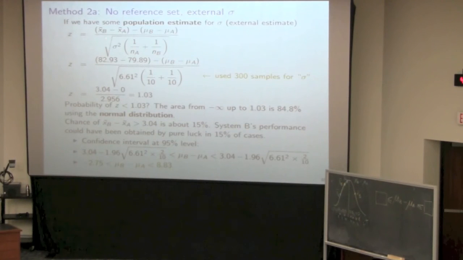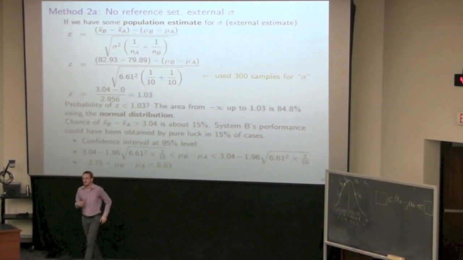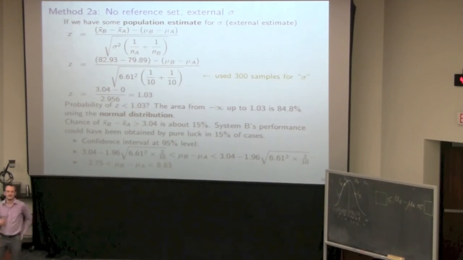Where we now have my x B bar minus x A bar, I've got that information, I've got sigma from this external estimate, I've got nA and nB. My Cn value I get, that's the 1.96, and now I'm going to go down minus 2.75, and then up about 8.8. Let's interpret that. What is that telling us? Is system B better than system A?